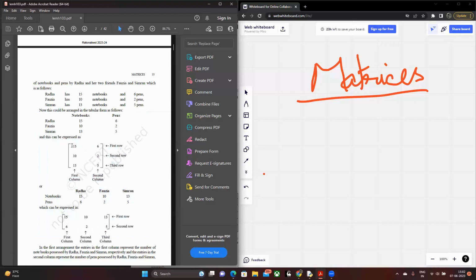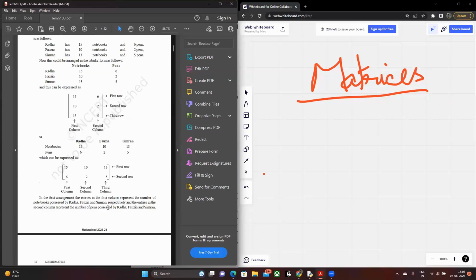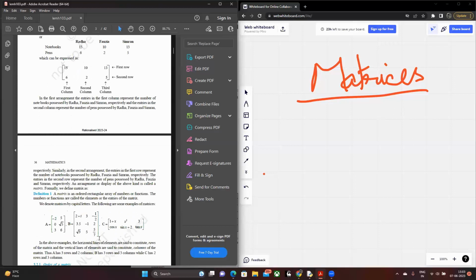Where you group like data, which can be used to further simplify it or further work on it easily, right? You can also represent it in this form, where you have notebooks and pens over here while you have the 3 people over here. So it's 15, 6 in a column, 10, 2 in a column, 13, 5 in a column. Both are matrices. Both are perfectly valid examples of matrices. And the way you actually represent it depends on what you want to do with it, right? That's how you choose.